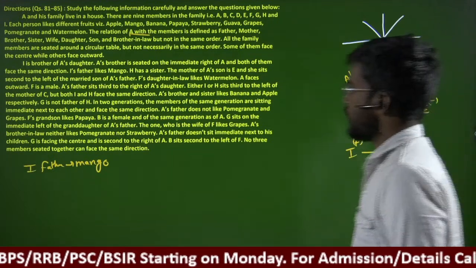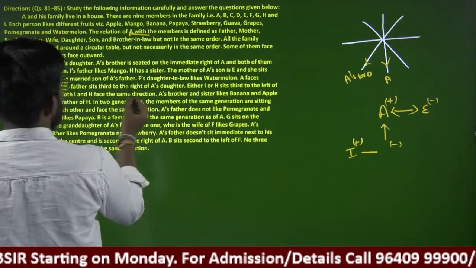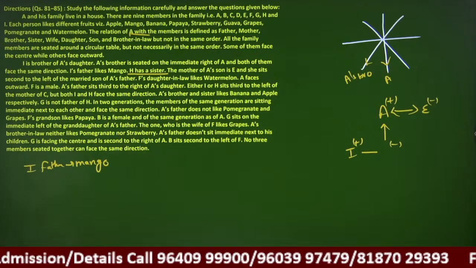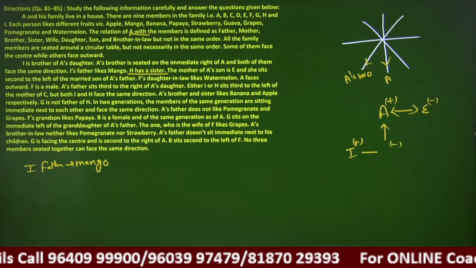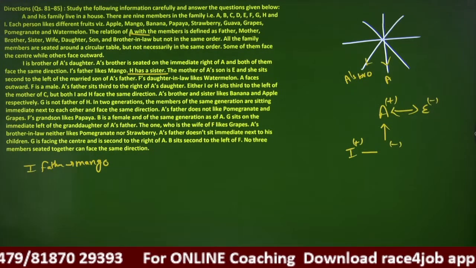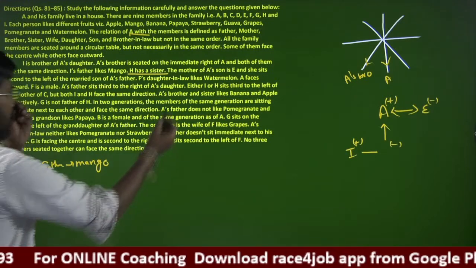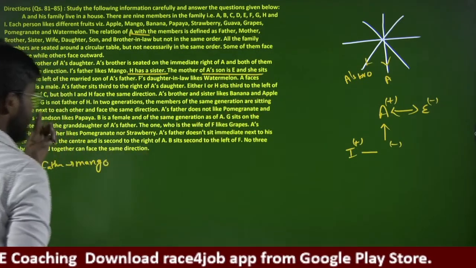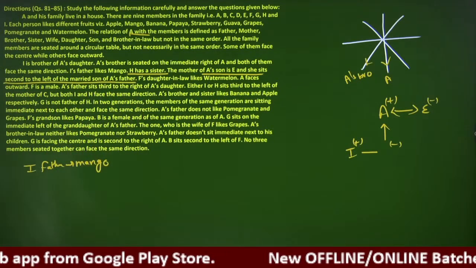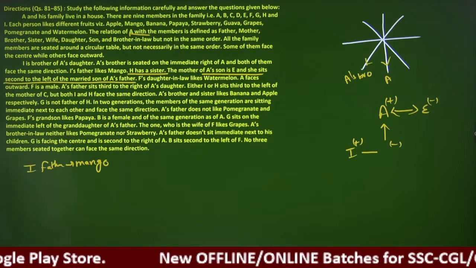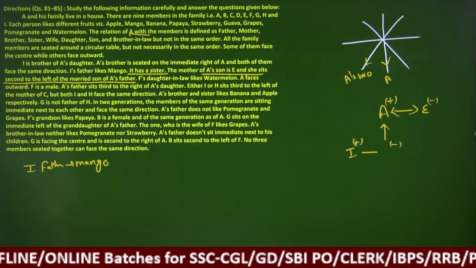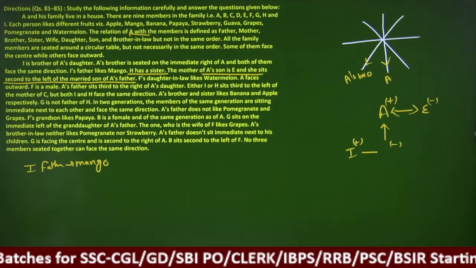A is positive, E is negative. And also, H has a sister. And the mother of A's son is E, and she sits second to the left of the married son of A's father. The married son of A's father, where does she sit? Second to the left.